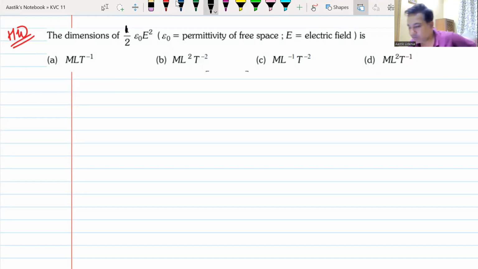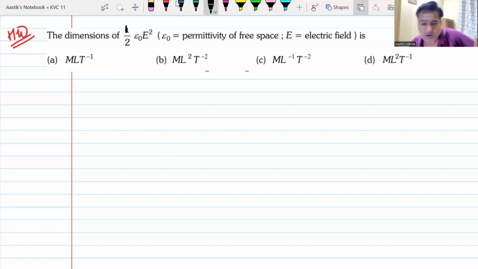The only reason we are not doing this question is because we don't know what these terms are. Epsilon naught is the permittivity of free space. You will learn about this in standard 12th. And E is the electric field. So this is a task for you to first find out what is epsilon naught and the dimension of epsilon naught, and then the dimension of E. And you just have to tell me in this question what is the dimension of half epsilon naught E square. So just write the question, dimension of half epsilon naught E square.